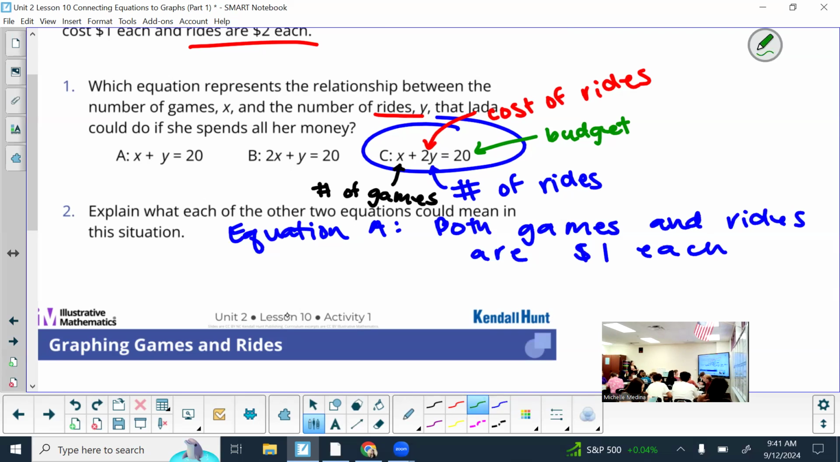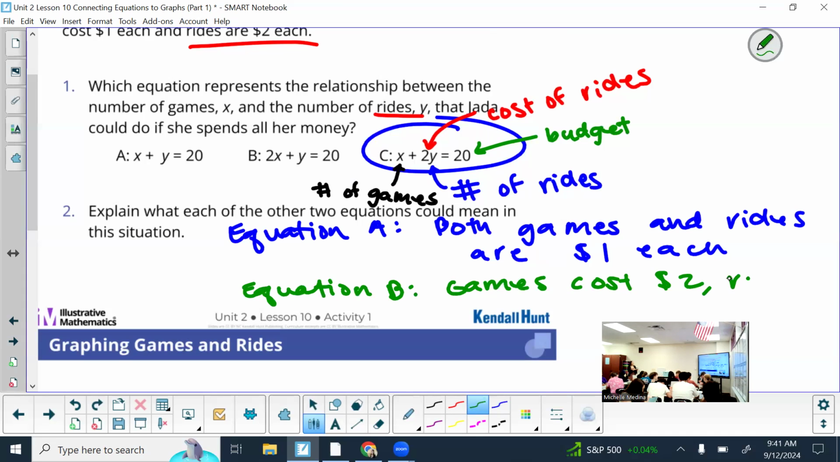Table 4. What is equation B saying about the situation? Okay, great. So games cost $2, rides cost $1. So if you thought this one was the correct answer for the first part of the warm-up, then you just need to go back and read what the variables are representing. It tells you on almost every single word problem what the variable represents. So you have to match it up correctly.